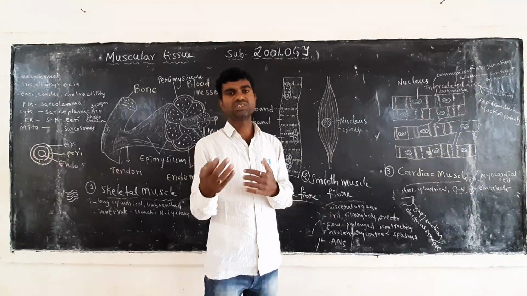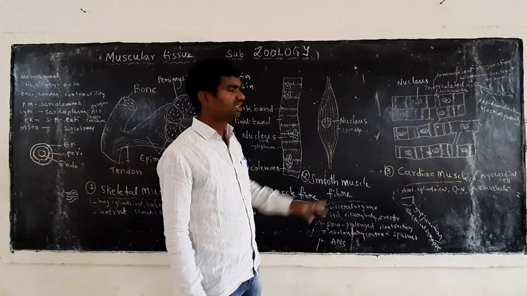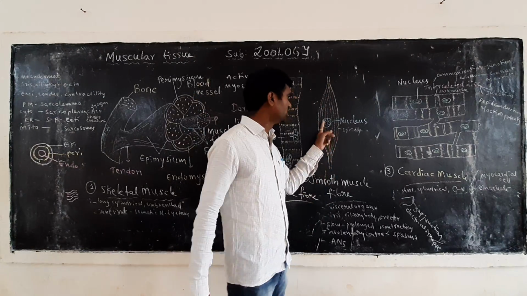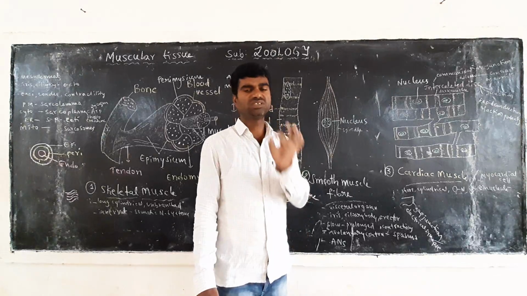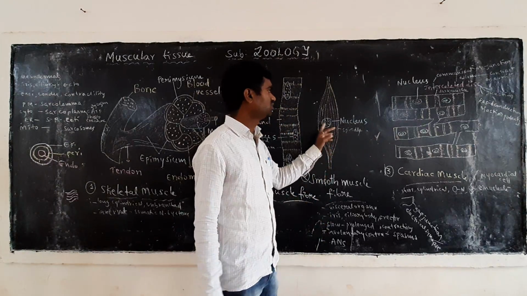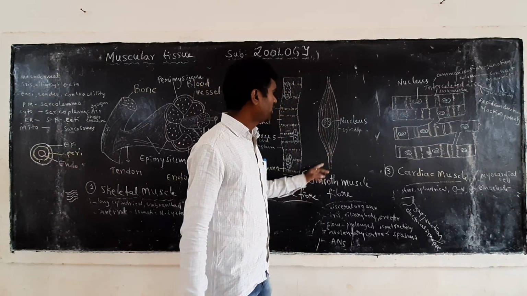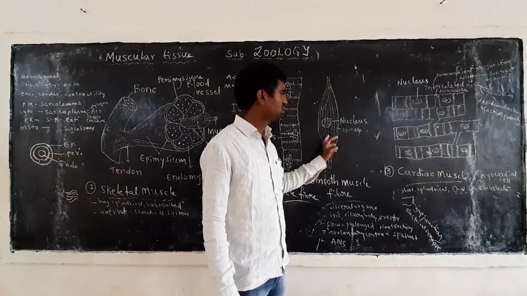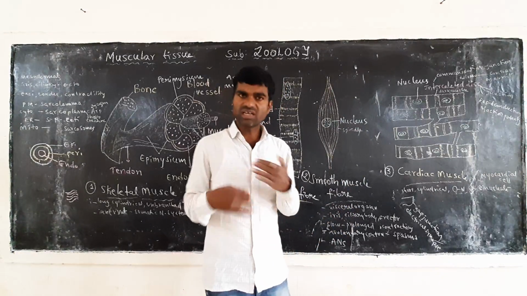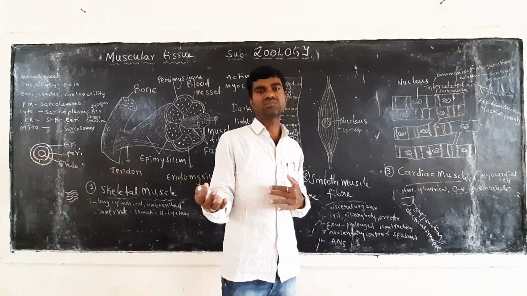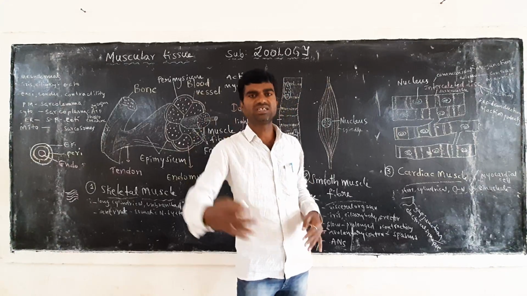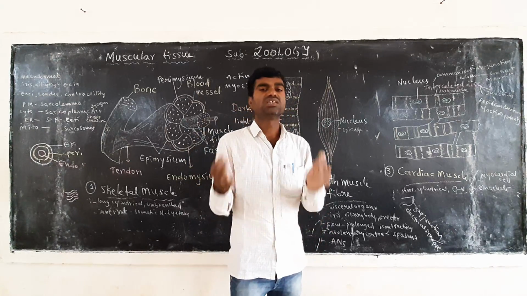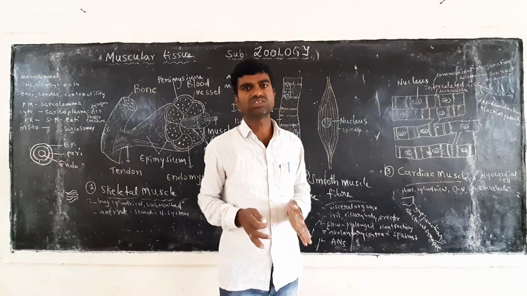It has a spindle shaped structure. In the central region, the nucleus is present, that is mononucleate. Okay, a single nucleus is present. And these thread-like fibers form smooth muscles. Here, an irregular shape of the light and dark bands and irregular arrangement of the actin and myosin filaments are formed. That's why it is called smooth muscle.